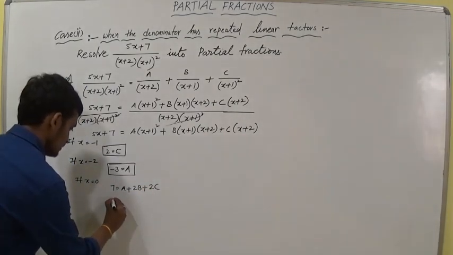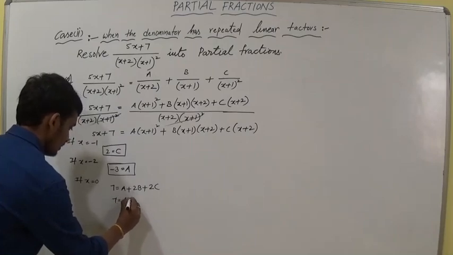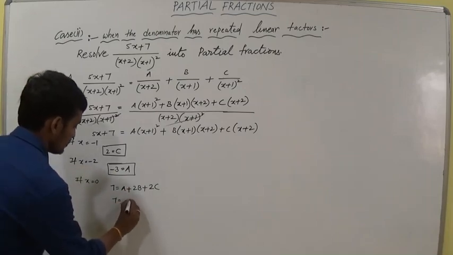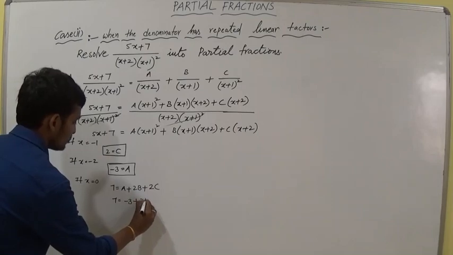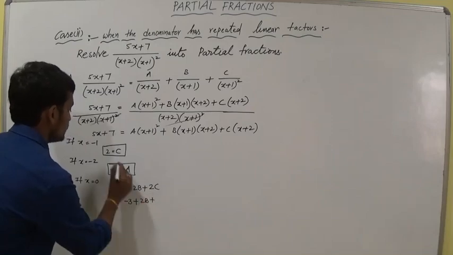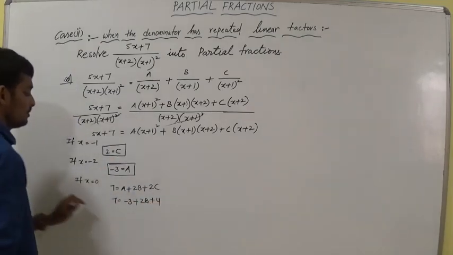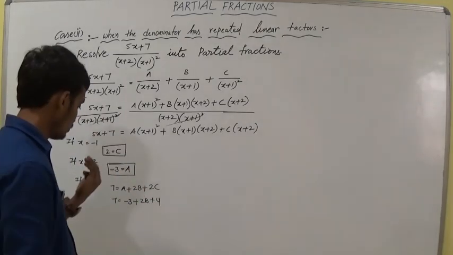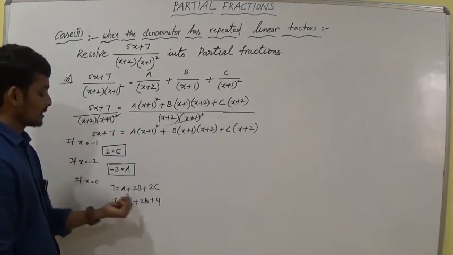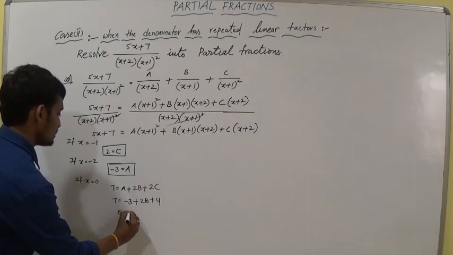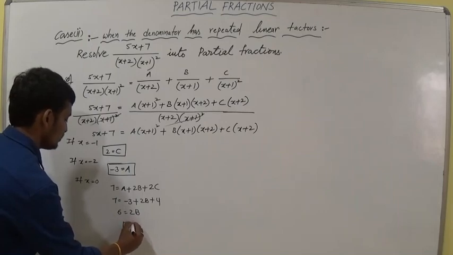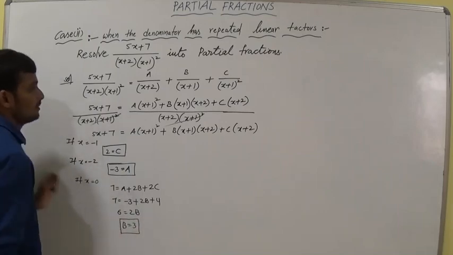So we already know the values of A and C. Substitute here. That means 7 is equal to A plus 2B plus 2C. A is minus 3, plus 2B, plus 2 into C, 2 2s are 4. Minus 3 plus 4, how much? Minus 3 plus 4 is 1. Moving to the left side, 7 minus 1 is equal to 6 is equal to 2B. B is equal to 3. So our final answer.